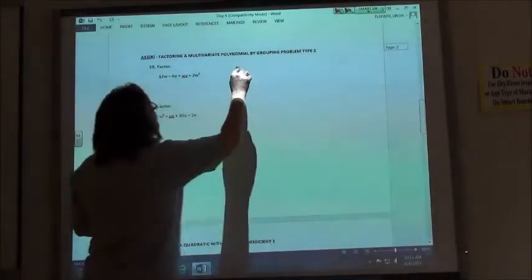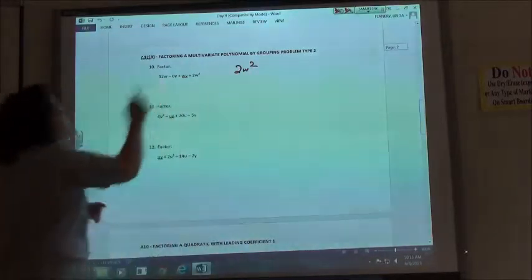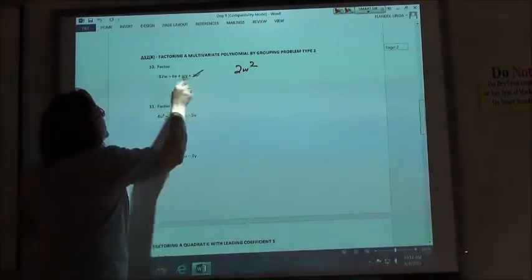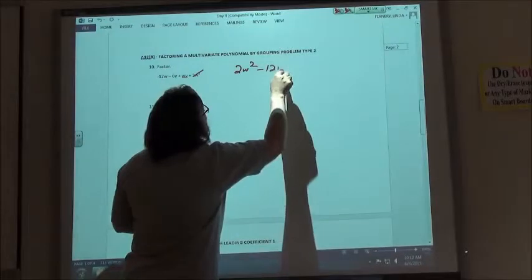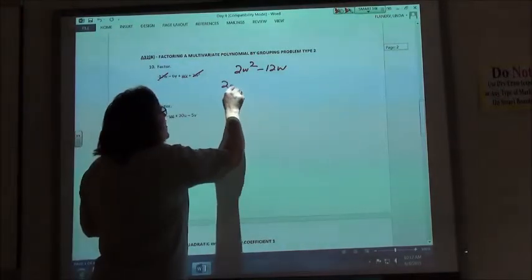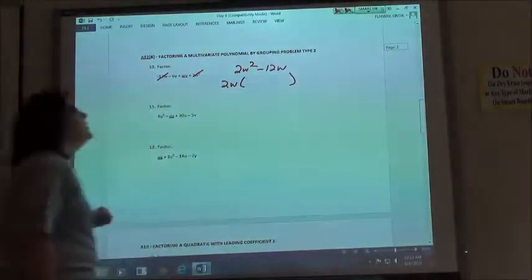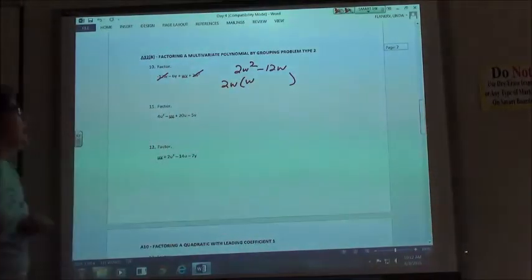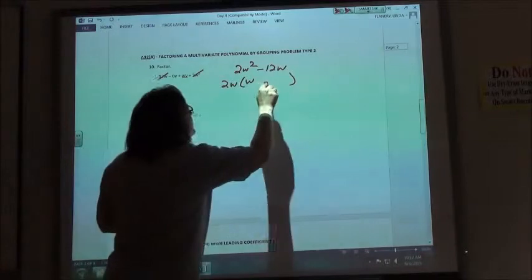If I start with the 2w squared, and I group it with the one that has the most in common with it, then it always works out pretty nice. So in this case, I would probably group that with the minus 12w, just because out of those three terms that are left, that would probably be the one that has the most in common with 2w squared. Out of those two terms, I can factor out a 2w. So 2w squared divided by 2w leaves me a w, and negative 12w divided by 2w leaves me negative 6.